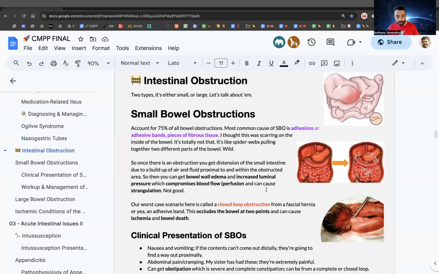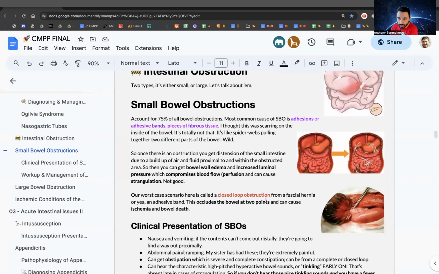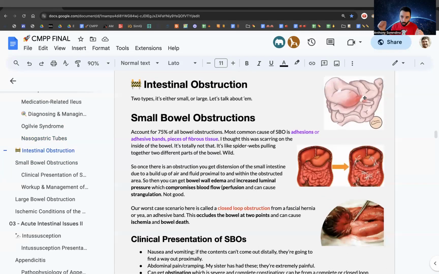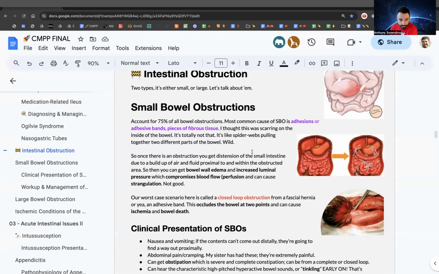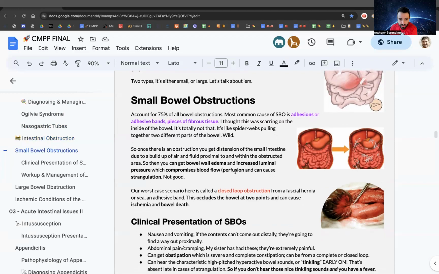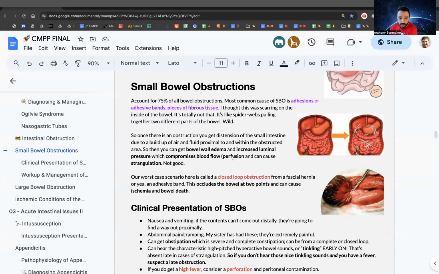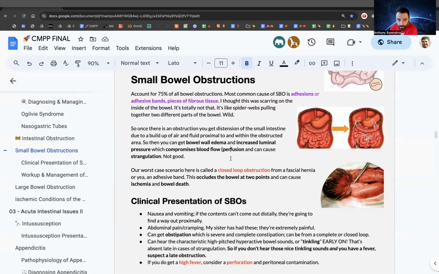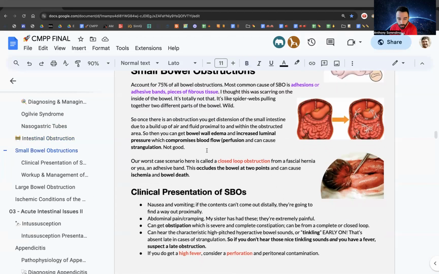Okay, intestinal obstruction. So small bowel obstruction. This is taking a lot longer than I thought. The most common causes of these: adhesions or adhesive bands, which are pieces of fibrous tissue. There are pictures of them here. They can pull two parts of the intestines together or wrap around one part and cause an obstruction. So you're going to get a distension and a buildup of air and fluid proximal to and within the obstructed area. You're going to get bowel wall edema, increased luminal pressure with compromised blood flow, which can cause strangulation.